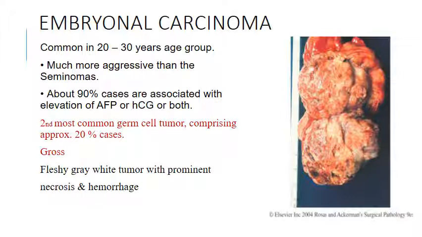Those are embryonal carcinoma. Embryonal carcinoma is common at 20 to 30 years of age. It is more aggressive than the seminomas. 90% of cases are associated with elevation of alpha fetoprotein and HCG levels. It is the second most common germ cell tumor, comprising about 20% of all the cases. Grossly, there is a grey white, fleshy tumor with areas of necrosis and hemorrhage.